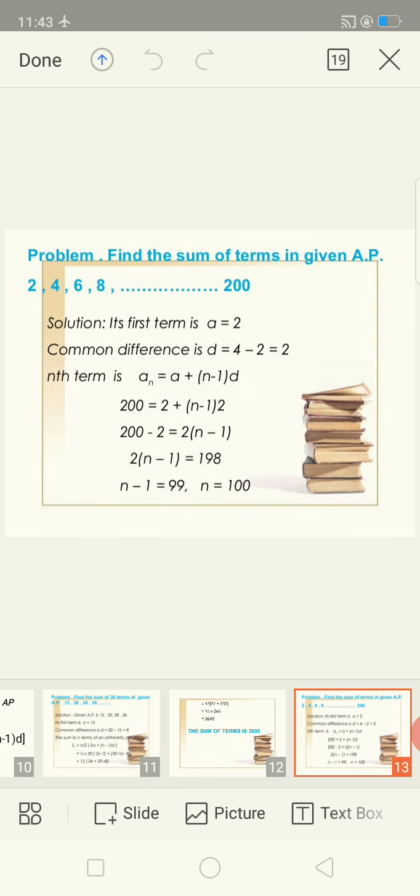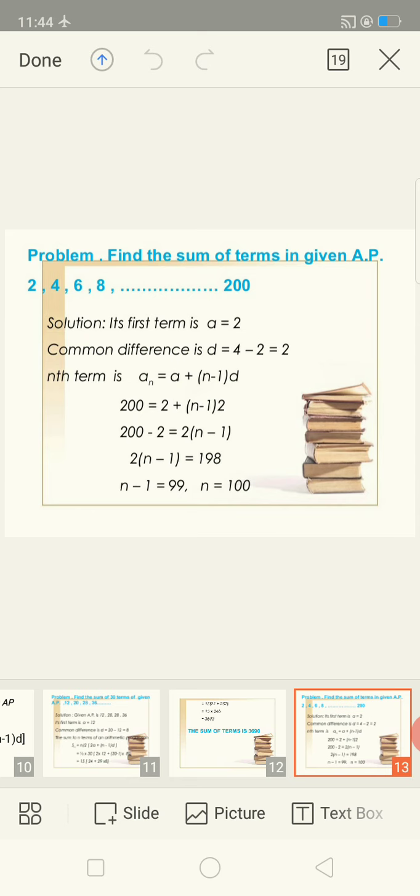Next problem, find the sum of terms in the given AP. Series 2, 4, 6, 8, last one 200. First term A is equal to 2. Common difference is the difference between the second and first term, that is equal to 4 minus 2 is equal to 2. Nth term is equal to a plus n minus 1 into d. So 200 is equal to 2 plus n minus 1 into 2.